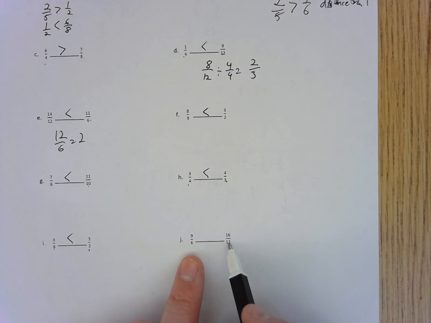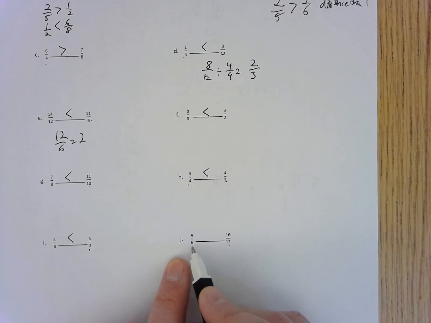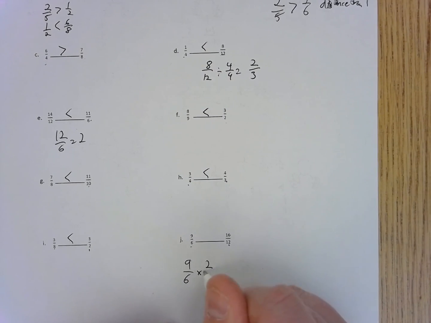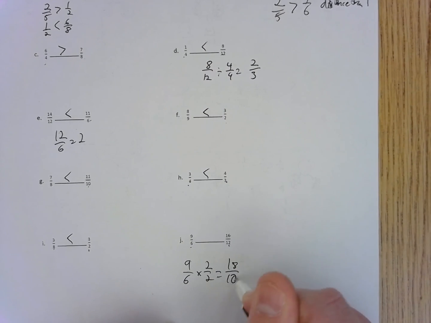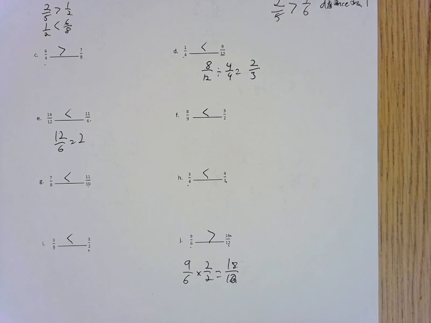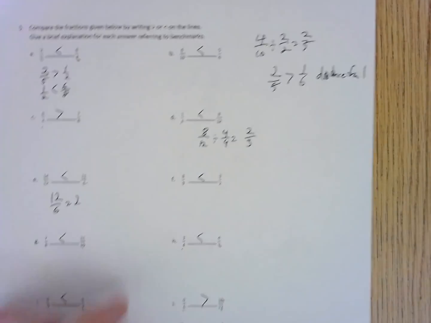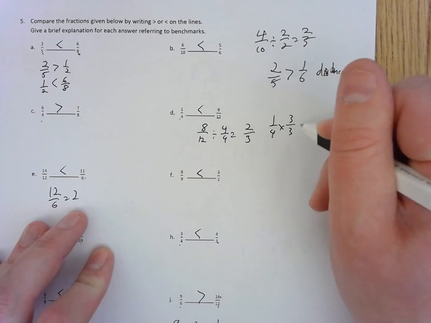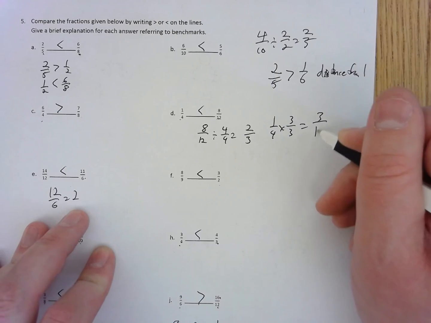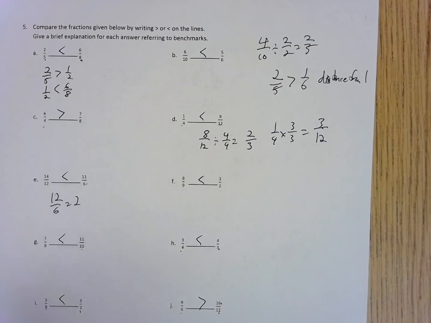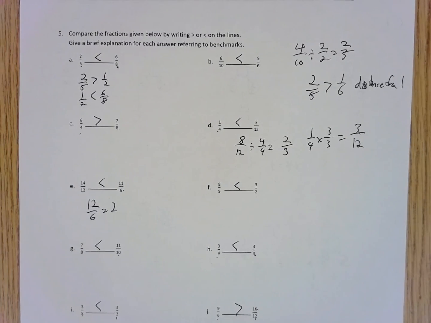9/6 compared to 16/12, we can go from 6 to 12 by multiplying 9/6 by 2/2, and we get 18/12. And so we know 18 is greater than 16. So we know 9/6 is greater than 16/12. Another way you could look at D, now that I'm thinking about it with the multiplication there, you can take 1/4 and multiply it by 3/3 to get to 12, and that would give you 3/12, and we know 3/12 is less than 8/12.